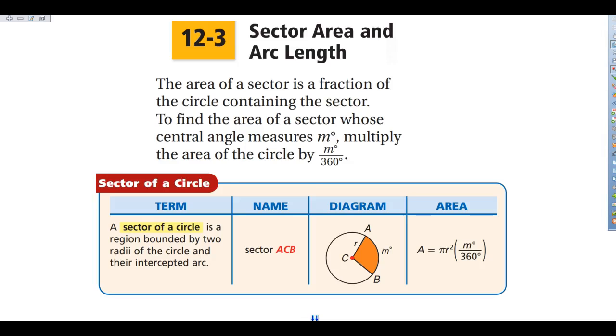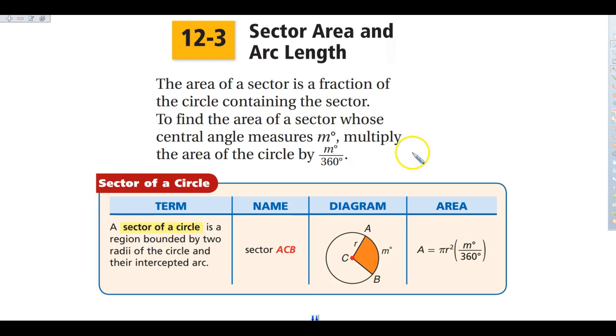Hey everyone, today we are looking at section 12.3, which is sector area and arc length. So first thing we're going to talk about is what is a sector. A sector is a piece of a circle and that comes from that central angle. When we look at this shaded portion of the circle right here, that is what we call a sector of a circle. So a piece of pizza is a sector of a circle.